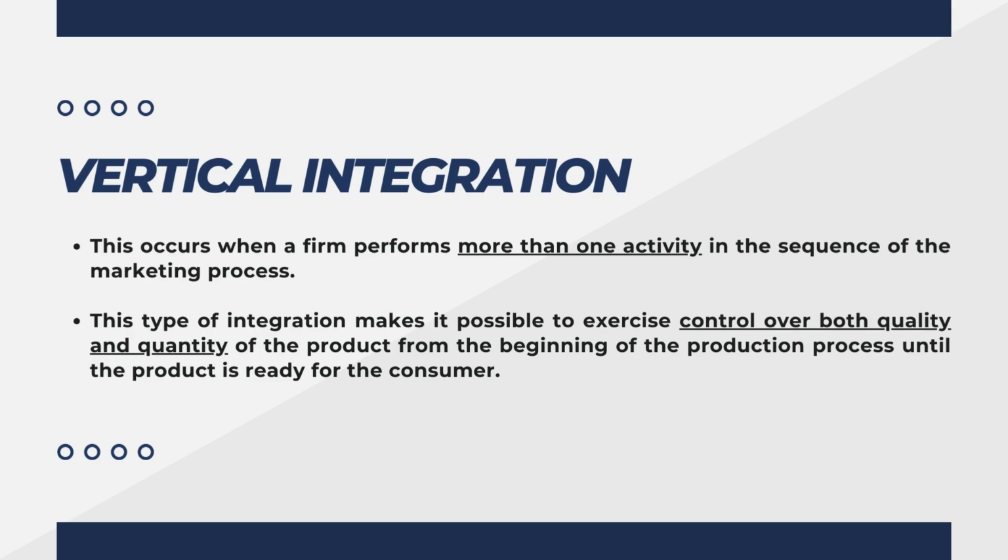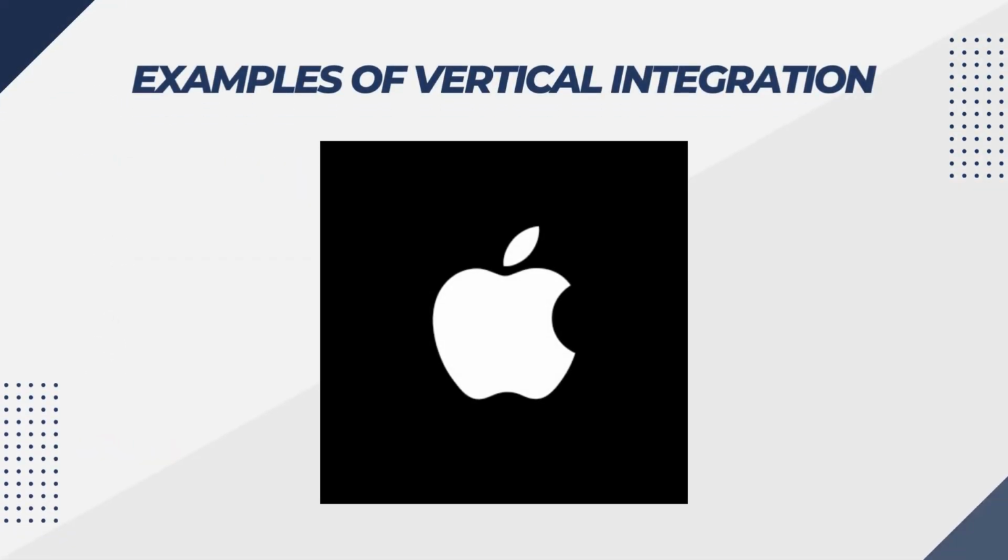A prime example of vertical integration is Apple Incorporated. Why does Apple fall under this type of integration? That is because they perform multiple activities in the marketing process. These activities include product development, manufacturing, distribution and sales, and marketing and promotion. Apple designs its own hardware products such as iPhones, iPads, and Mac computers and oversees their manufacturing process. This allows them to maintain control over the production process and the quality of its hardware products.